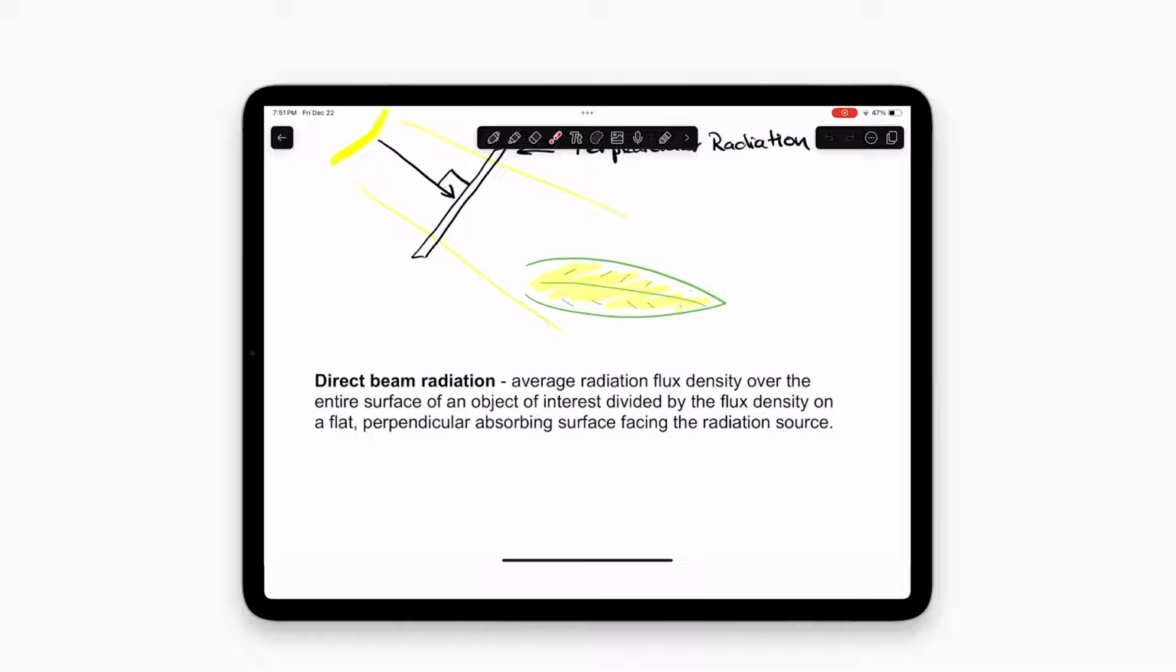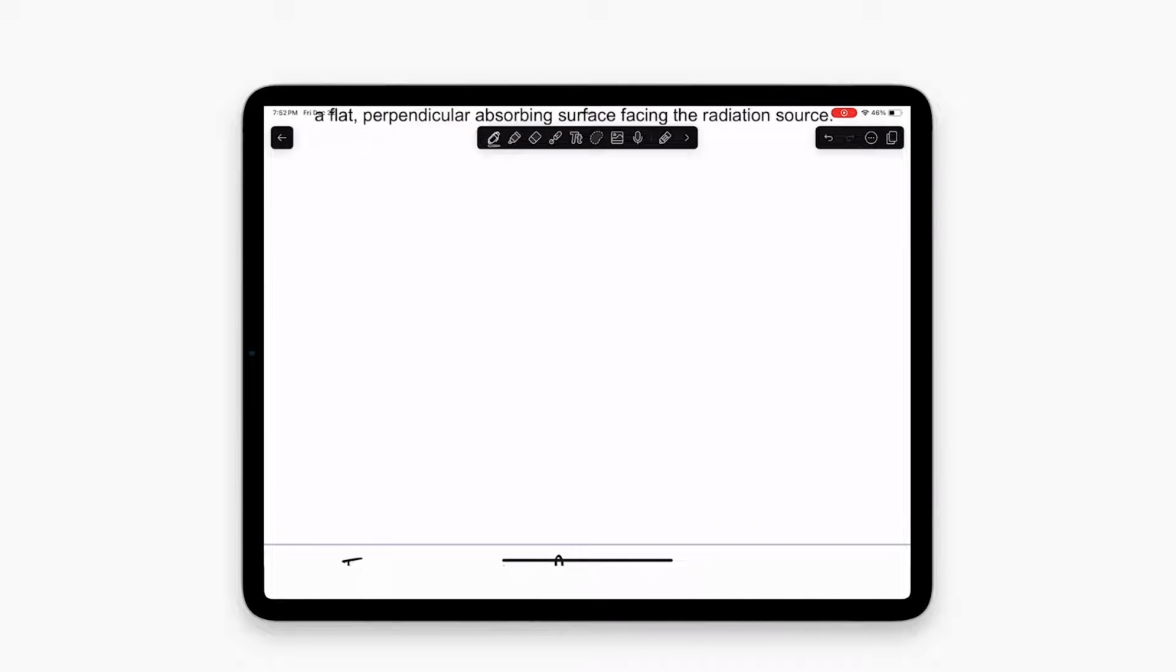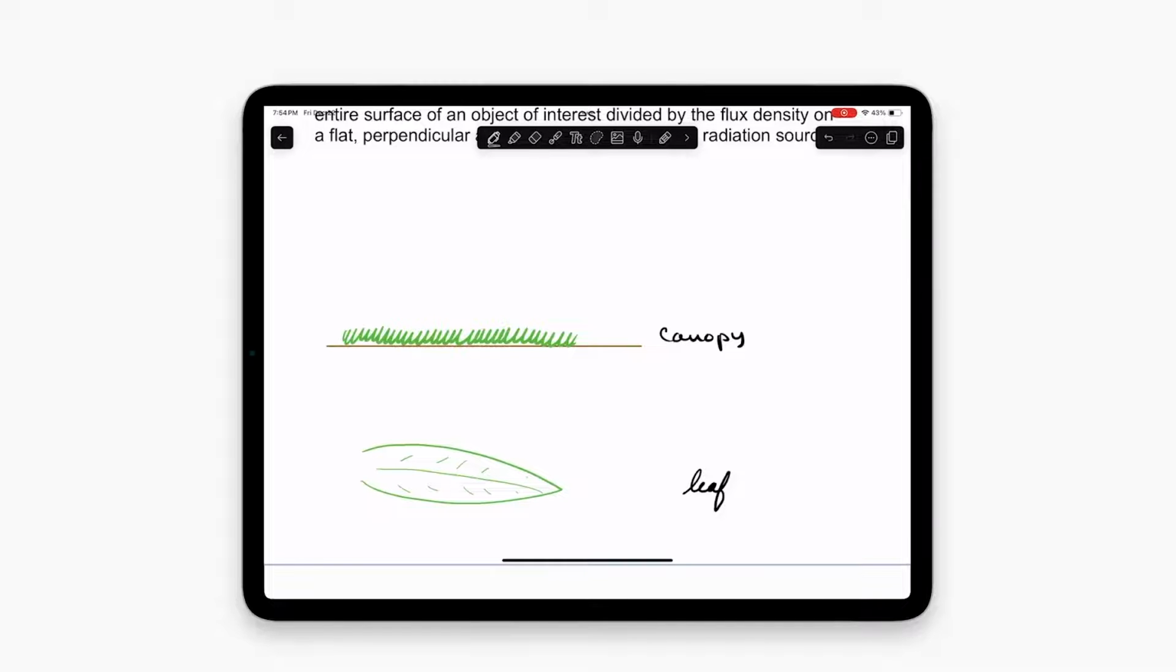And so we're interested in that direct beam radiation, and that's described as the average radiation flux density over the entire surface of an object of interest divided by the flux density on a perpendicular flat absorbing surface facing the radiation source. So how do we actually go about calculating it? That's what we're going to talk about now. There are two relatively simple examples that we can work on. The first example is the easiest. It's just a canopy. To calculate FP, we simply look at the cosine of the zenith angle of the radiation.